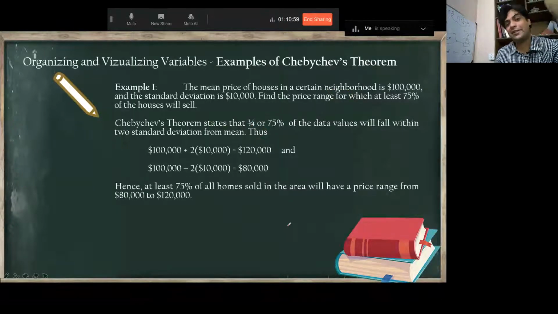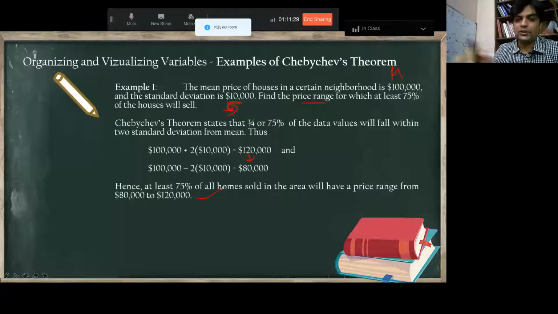Now let's see another example. The mean price of the house in a certain neighborhood is, this is mu, and the standard deviation is sigma. You just need to allocate what is what. Find the price range. Again, it's asking for at least 75%. So again, it's the same thing. You can apply Chebyshev theorem, which states that 75% of the data values fall within 2 standard deviations, which means between this. So this is the answer, right? Easy.